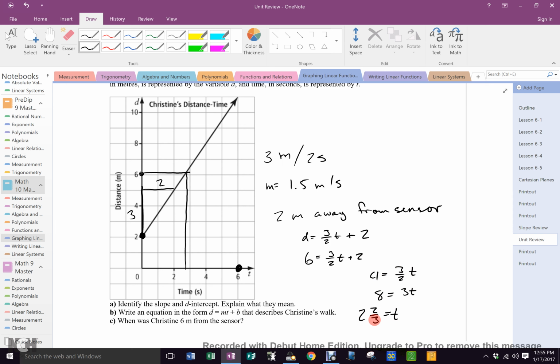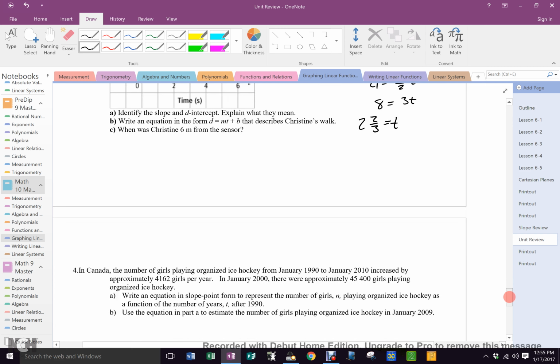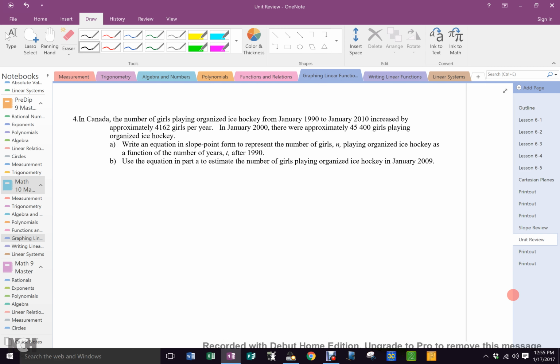Sorry, guys. Idiot! I mean, it says right there, 6 meters away. Duh!